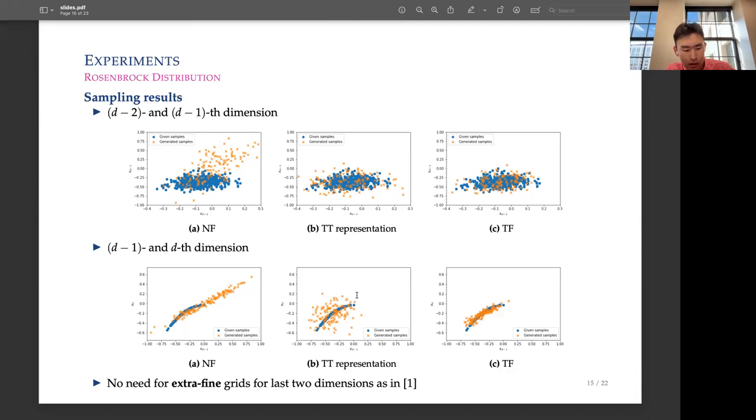Notably, there is no need for extra fine grids for the last two dimensions. This is a really important technique used in previous tensor train works. They had a grid of like 2000 for the last two dimensions, but here we only use a grid of 100 or so. And we are not using a different grid for the last two dimensions than for all the dimensions before. So that's the generality of our algorithm.